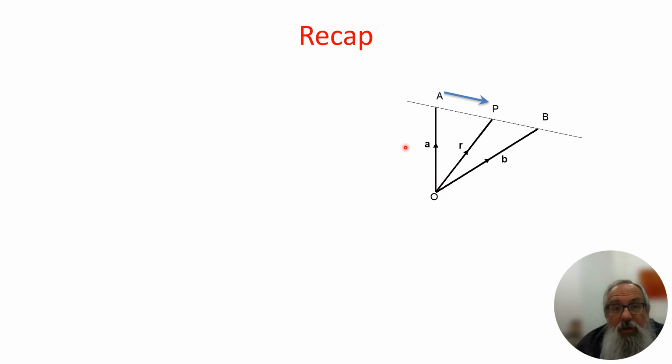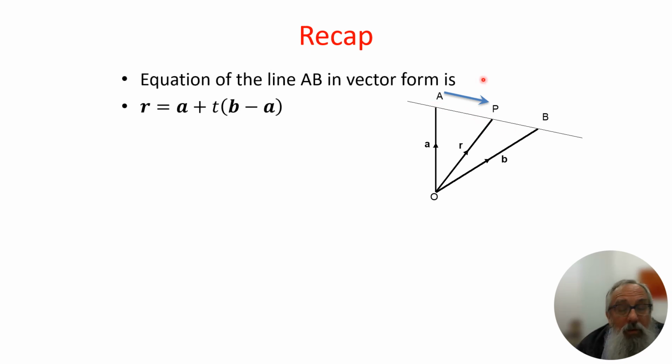Now the position vector of any point in the line can then be said to be a, the position of a, plus some multiple of the vector AB. So it would be along there. So that is the equation of a line: a, the position vector of a known point, plus some multiple of a vector in the line.